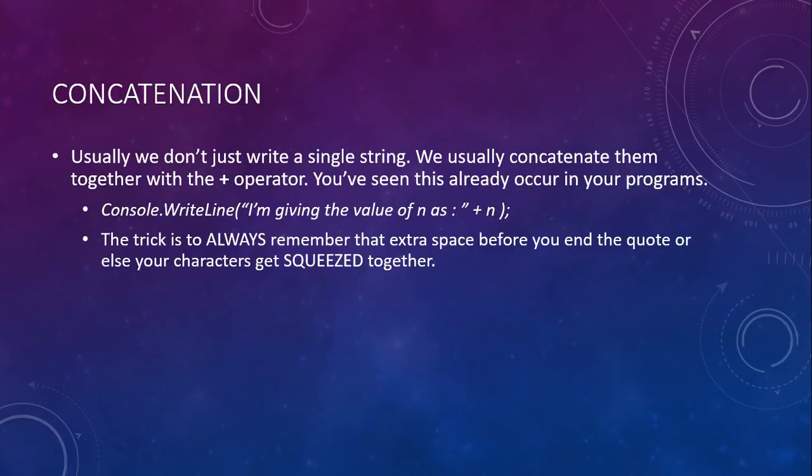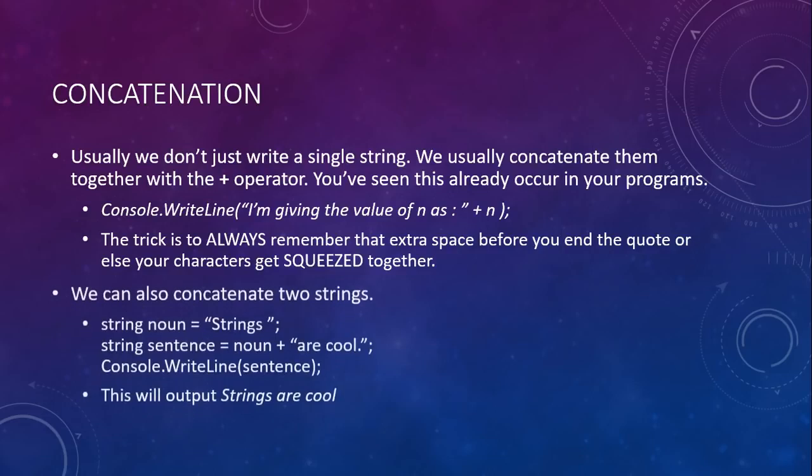Now the trick is to always remember the extra space before you end the quote, otherwise your characters will be squeezed together. If you notice right here, before I put the colon and then the quote, there's a space, simply because if I don't put the space there, when I run the program, the number will literally be right on top of the colon. So I have to remember to add a space.